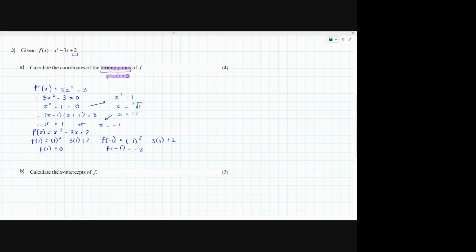Oh, because no, I'm not right. Sorry. It's a -1. It would help if I substituted it correctly. -1 plus... So -3 times -1 is +3. So -1 plus 3 is 2. 2 plus 2 is 4. I do apologize. So our 2 turning points are at (1, 0) and (-1, 4).